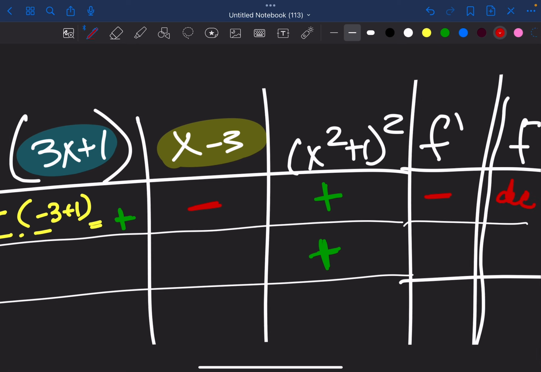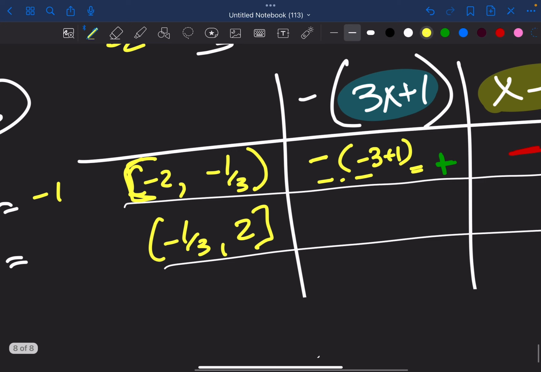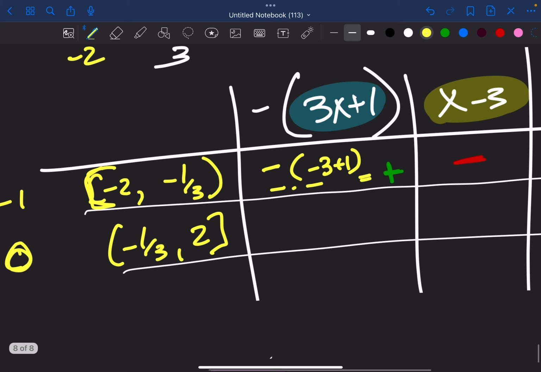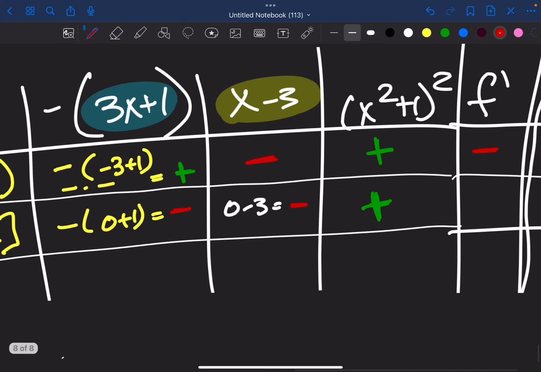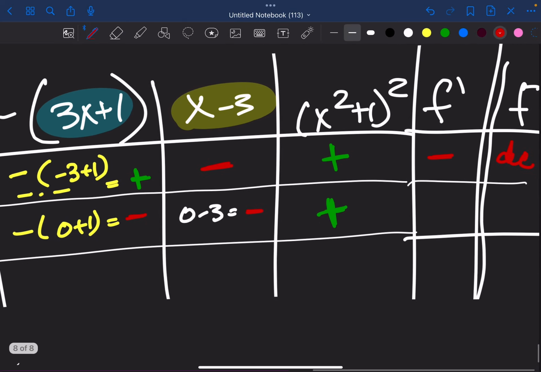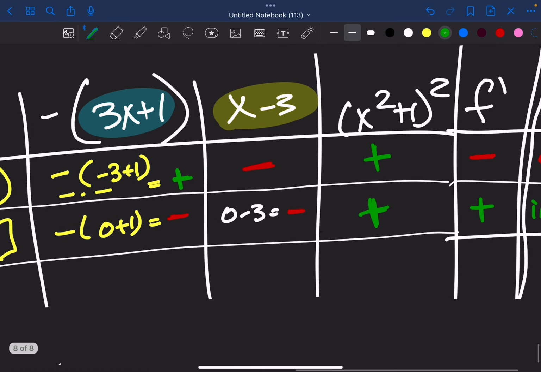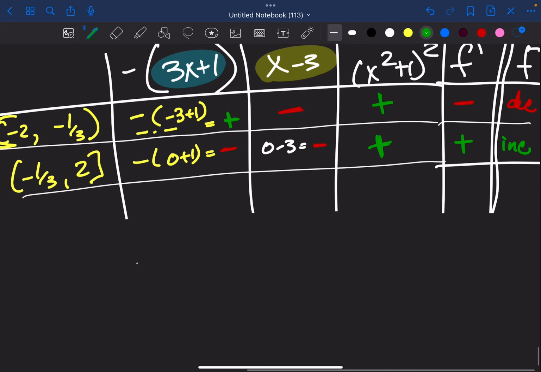Then I come over here and maybe I plug in 0. If you plug in 0 here, you get 0 plus 1, make it negative, which is negative. You take 0 minus 3, which is negative. And so negative times a negative on top is a positive, divided by a positive, so the derivative function is positive, and the original function is increasing on that interval. Okay? So what does that mean?